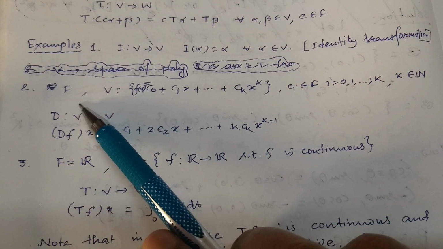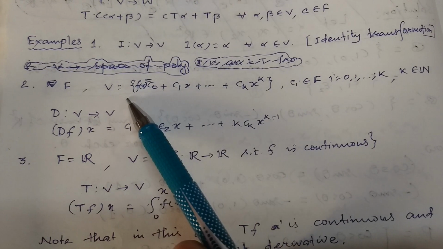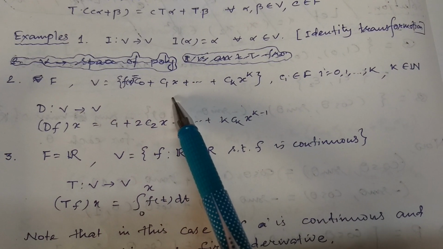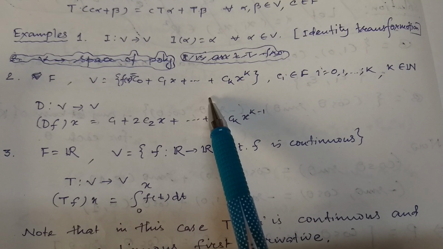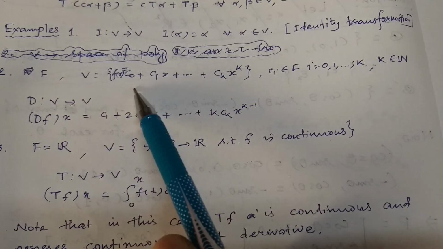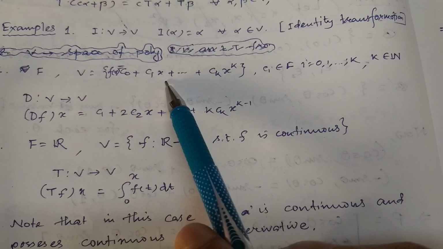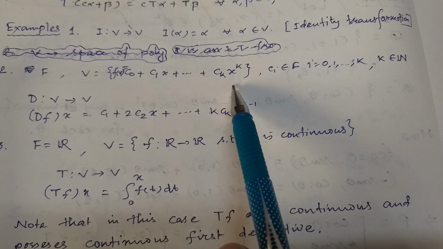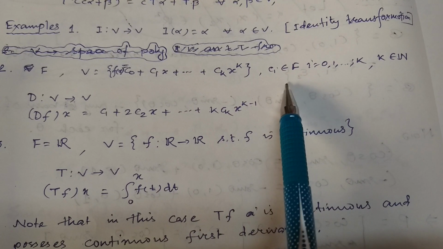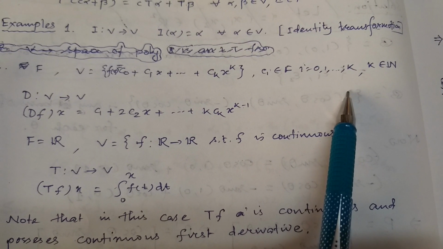Next, example 2. Let F be any field and V be the space of all polynomials with coefficients from the field F. So what are the elements of V? These look like c0 + c1x + ... + ck x^k, where the ci's are taken from F and k is any natural number. So I am not fixing the degree of the polynomial.